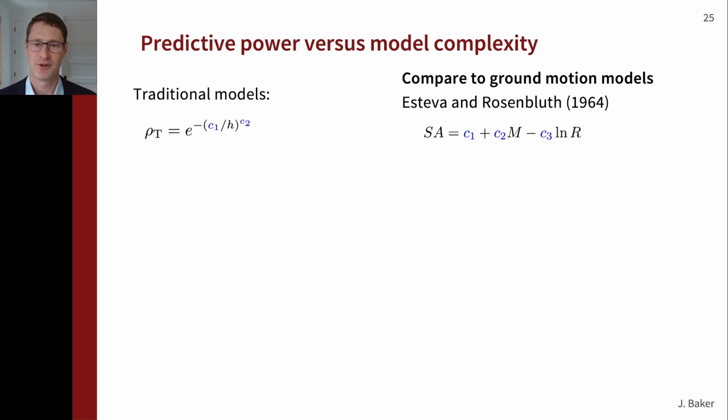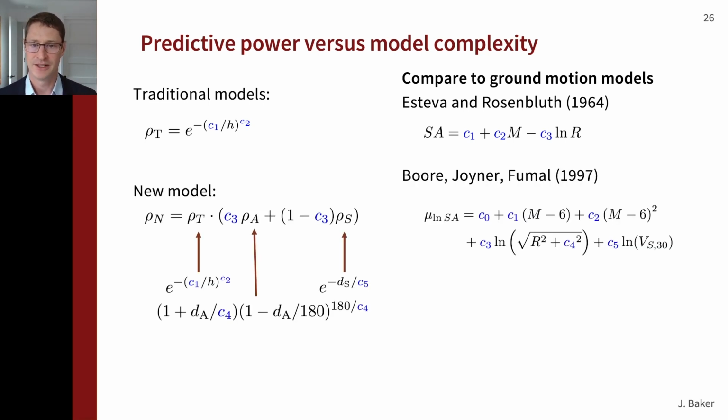These empirical ground motion models have similarly evolved. One of the earliest ground motion models was by Luis Esteva and Emilio Rosenbluth, 1964. They predicted ground motion amplitudes as a function of just magnitude and distance, and there were 3 coefficients that needed to be fit to that model. This was very early days, very limited data.